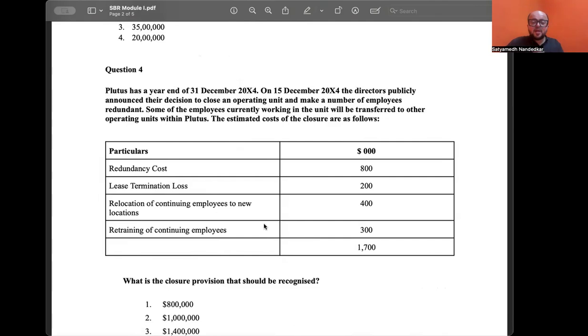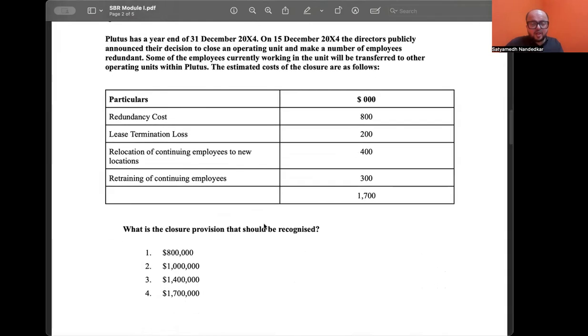Some of the employees currently working in the unit will be transferred to other operating units within Plutus. The estimated costs of the closure are redundancy cost 800, lease termination 200, relocation of continuing employees to new location 400, retraining of continuing employees. What is the provision that you should create? First of all, redundancy cost provision will be done.